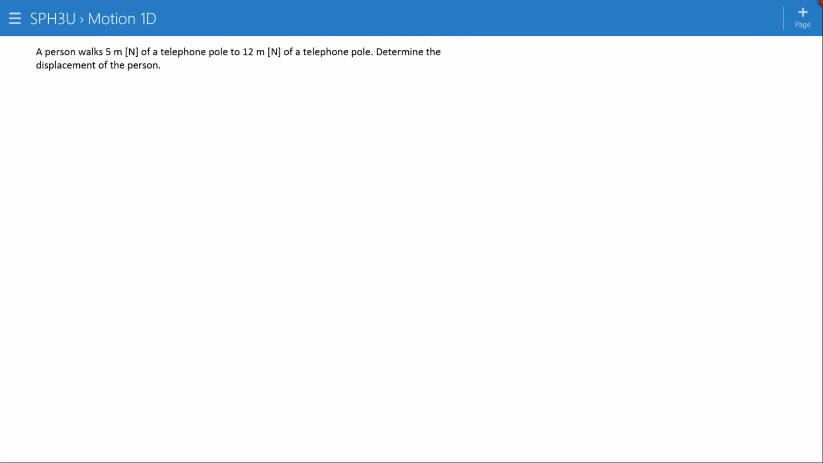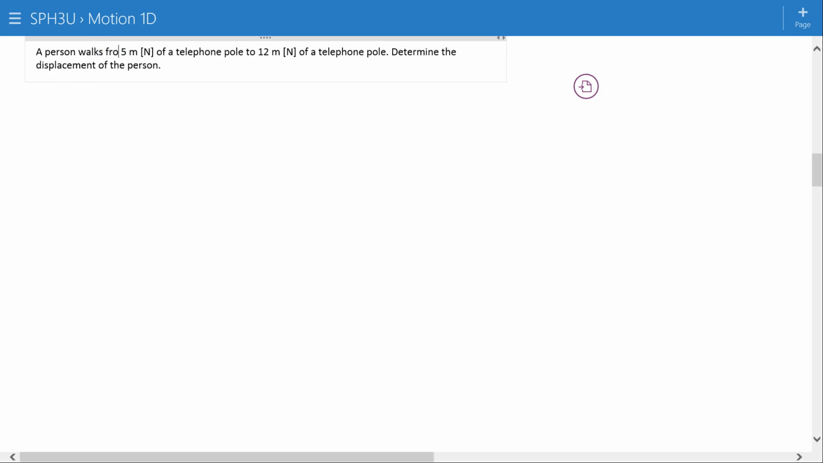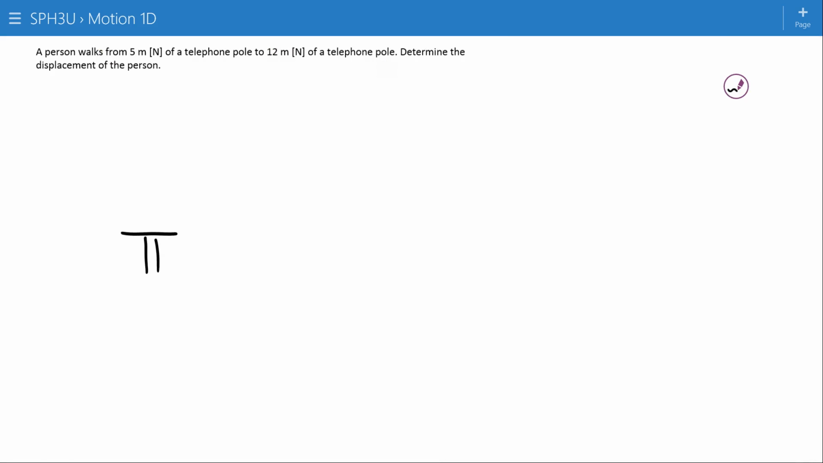Person walks from 5 meters north of a telephone pole to 12 meters north of that telephone pole. Determine the person's displacement. So what I meant here is that here's a telephone pole. They start at some position that is 5 meters north of it, and they're going to go to a final position, which is 12 meters north of it. So their change in position right here, and again, we don't need to do the math of this. We can see this directly.